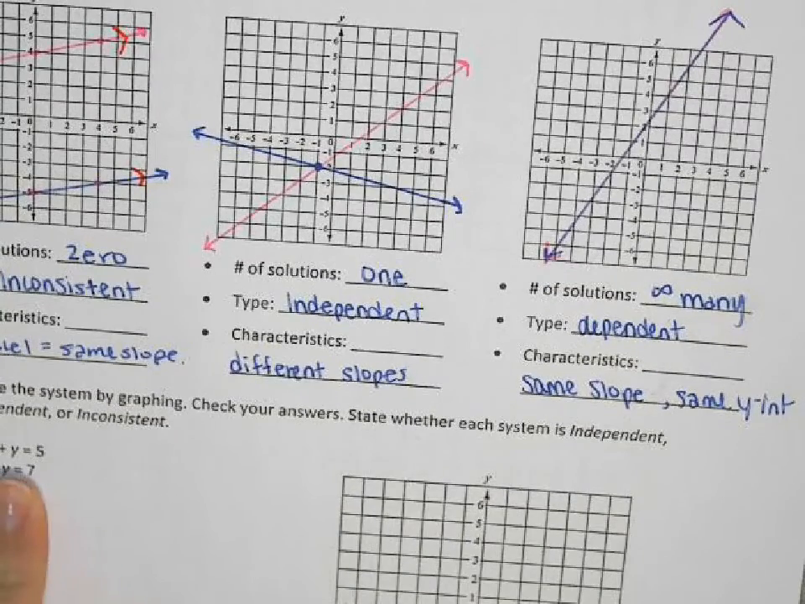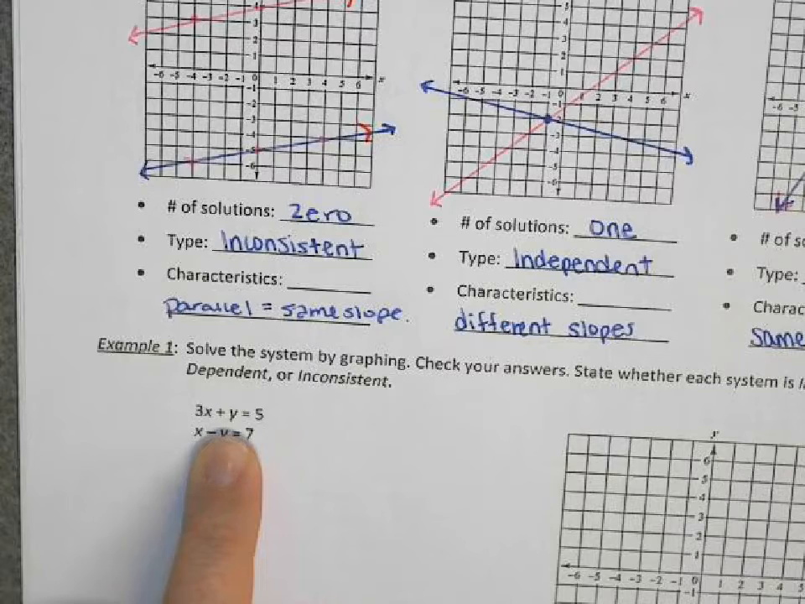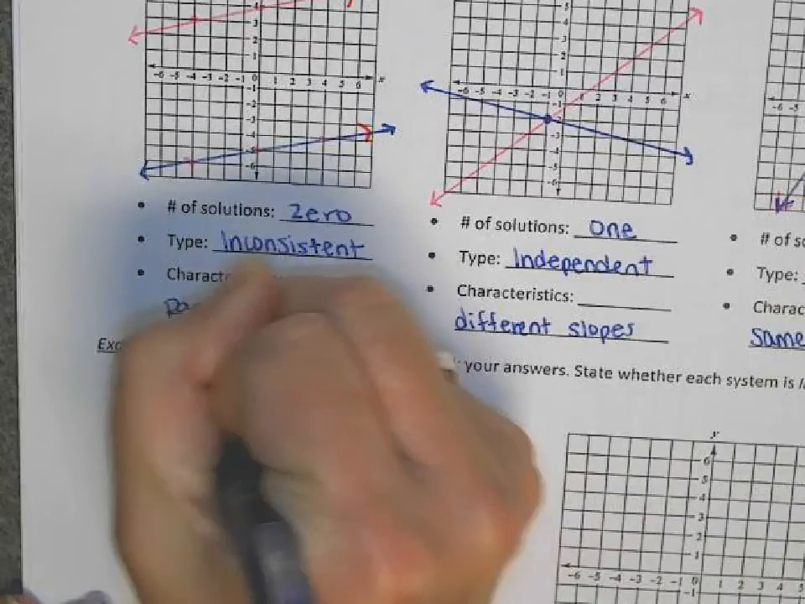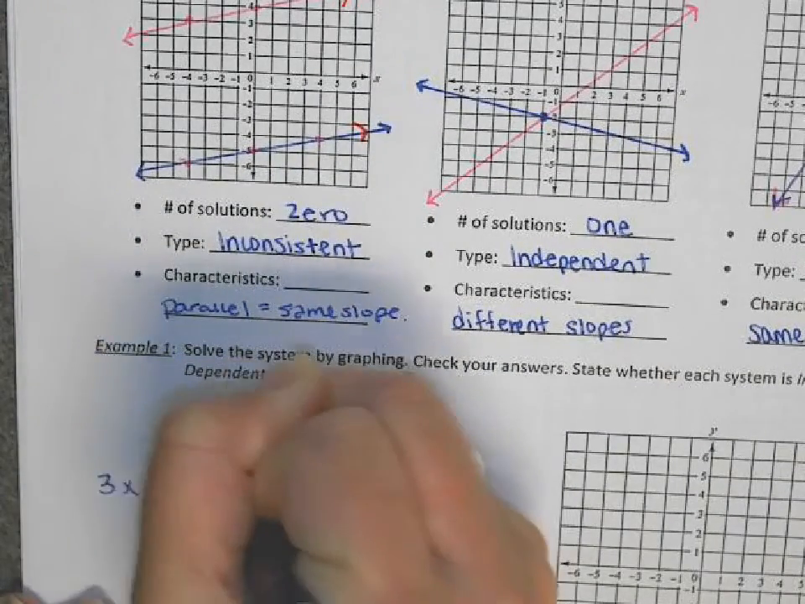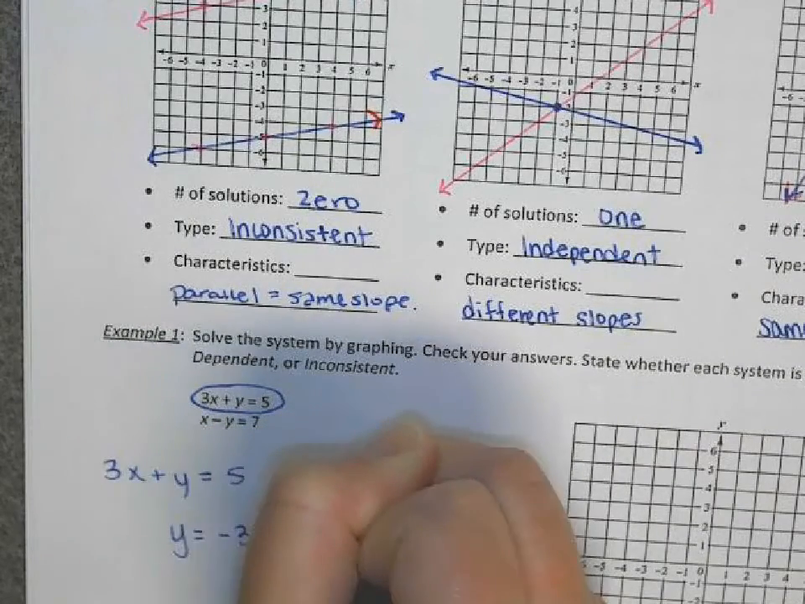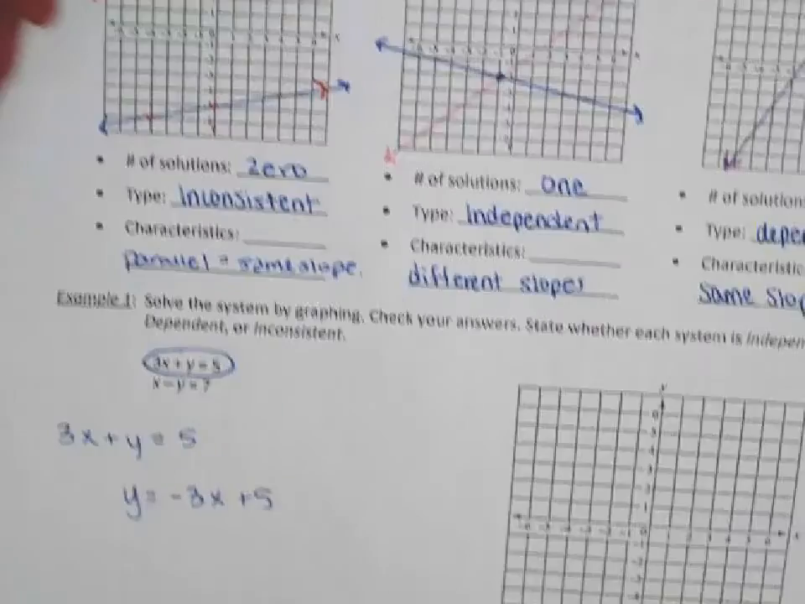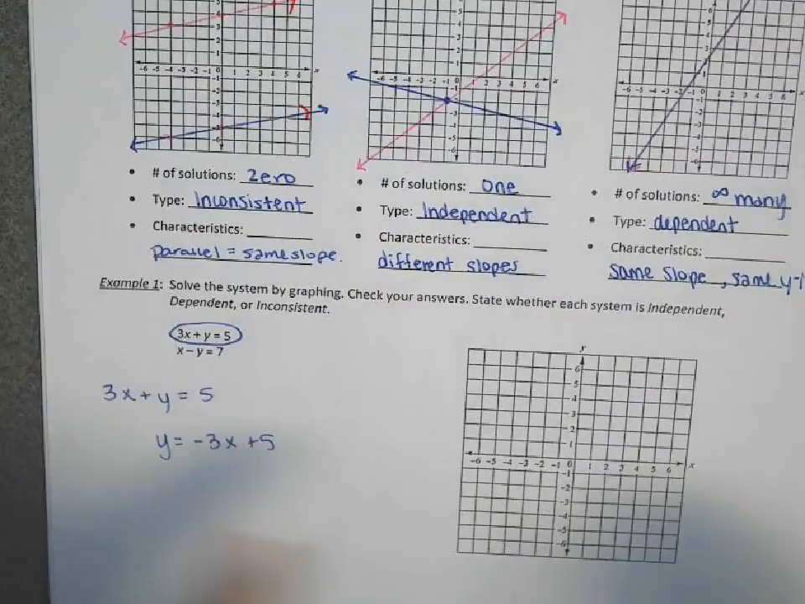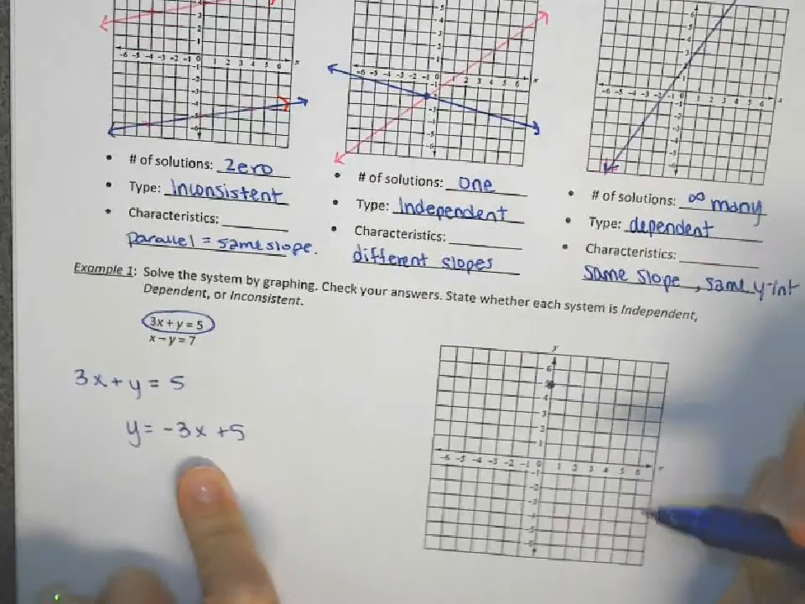Can we graph 3x plus y equals 5? Manipulate it a little bit, right? So let's manipulate this. How could we manipulate this first equation so that it would be easier to graph? Subtract the 3x. We get y equals negative 3x plus 5. Can we graph that? Yes, that's much easier to graph. So, our y-intercept is at 0, 5, and my slope tells me to go down 3, right 1.